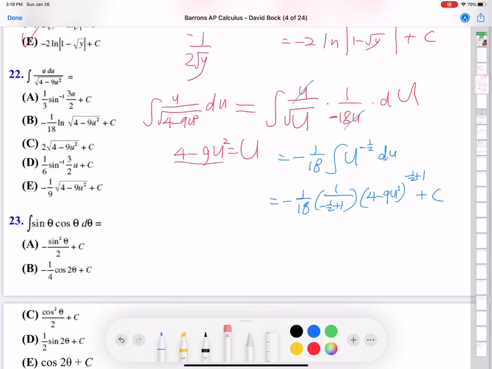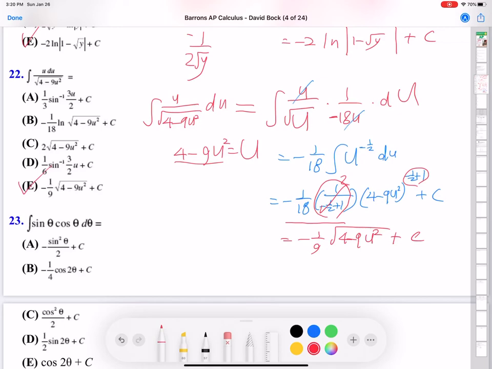The U part was 4 minus 9 small u squared. All right. What about these parts? That part is going to be 2. So the coefficient will be negative 1 over 9. And then this is positive, 1/2 square root of 4 minus 9u squared plus c. That means E is the answer.